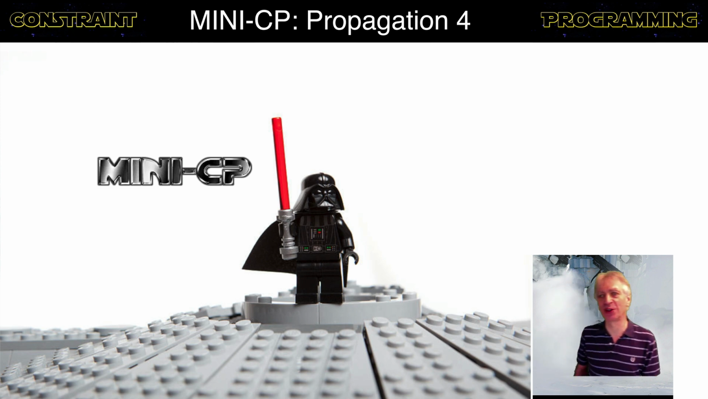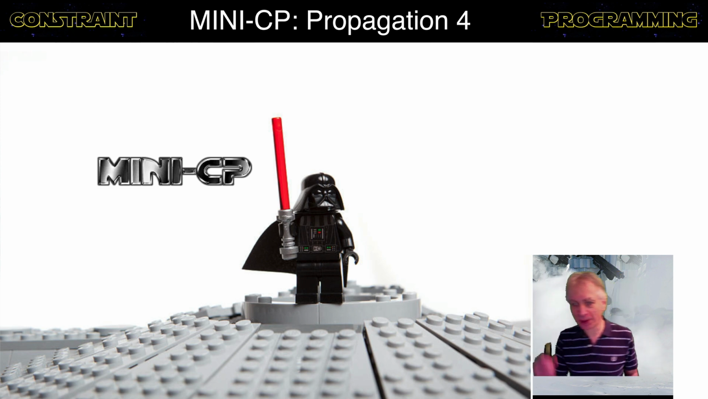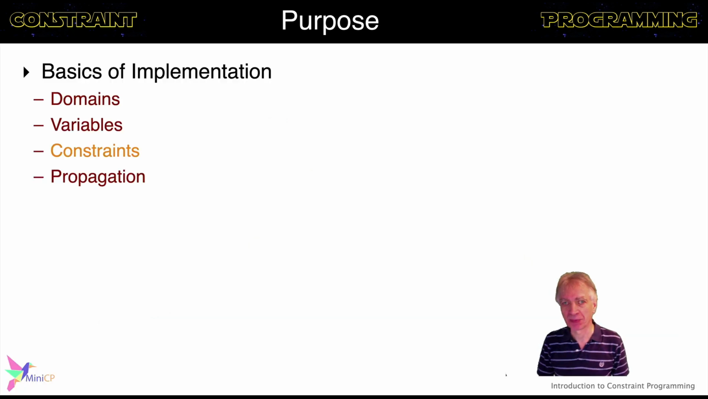side again. So what we're going to see today is how constraints and how the propagation are implemented. This is the last part. This is putting everything that we have seen together. So we're going to talk first about the constraints and then about the propagation.